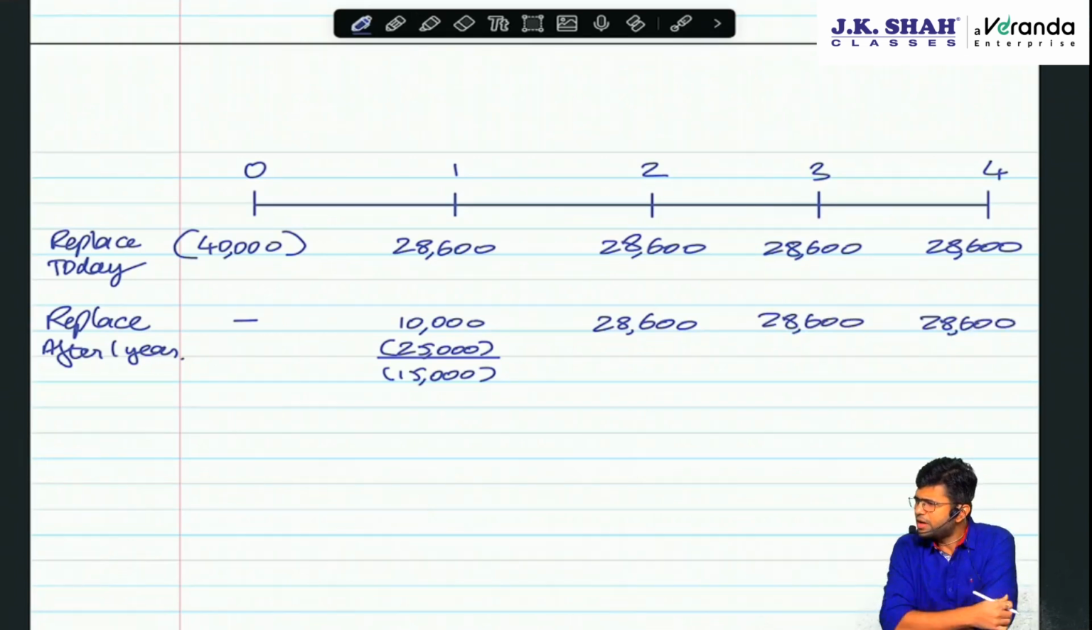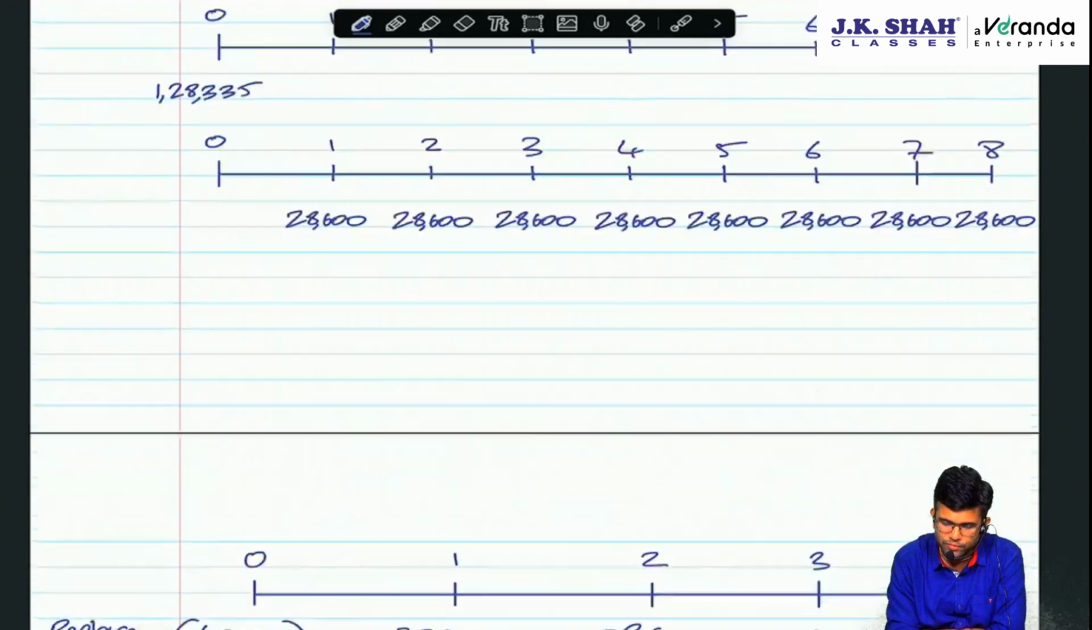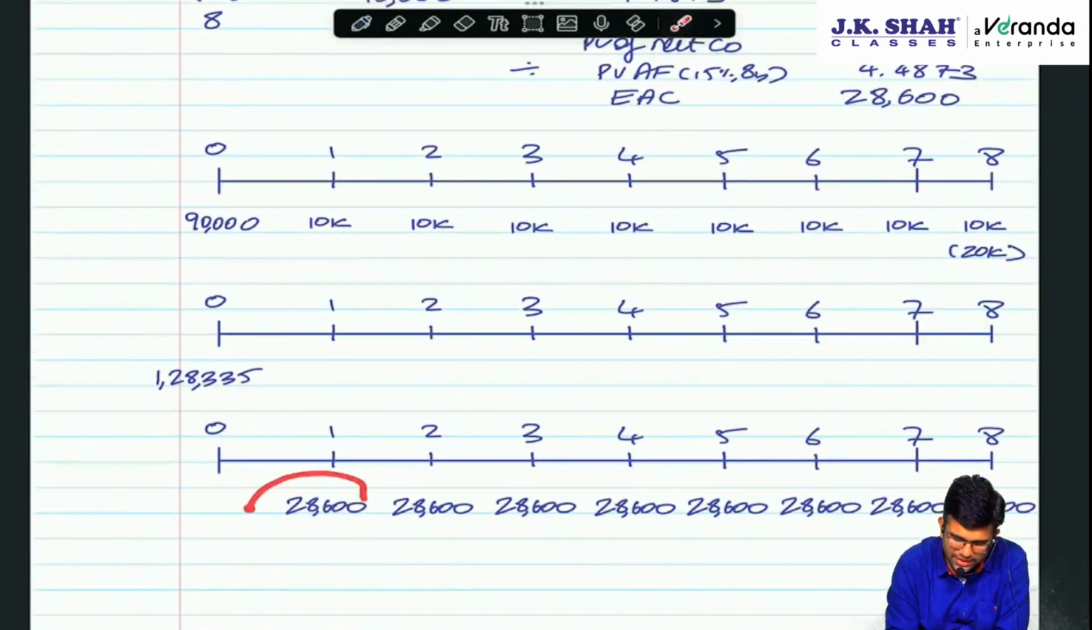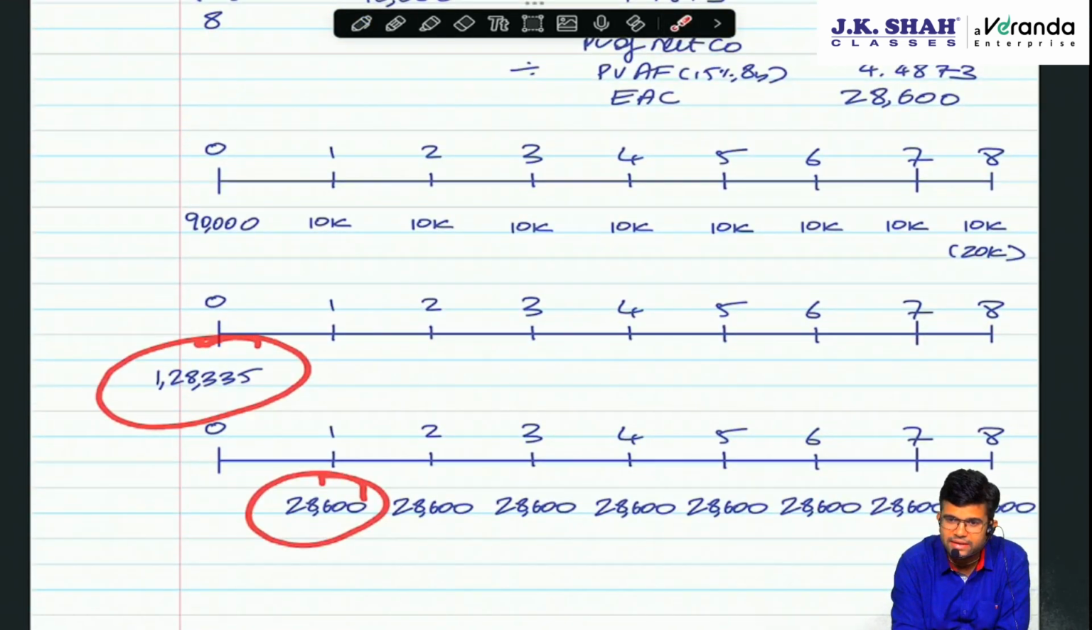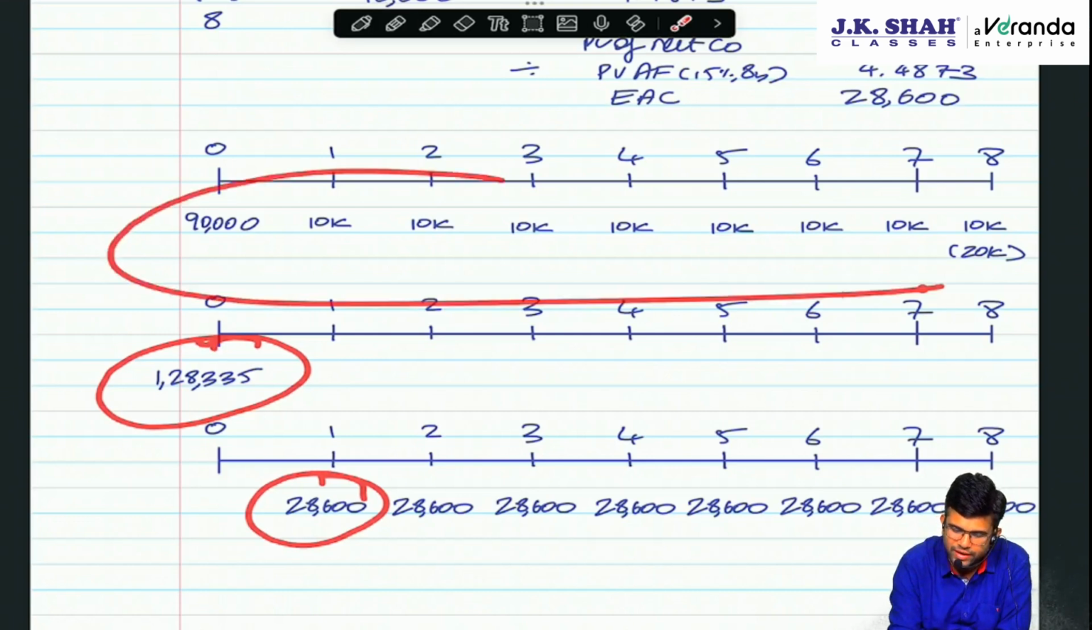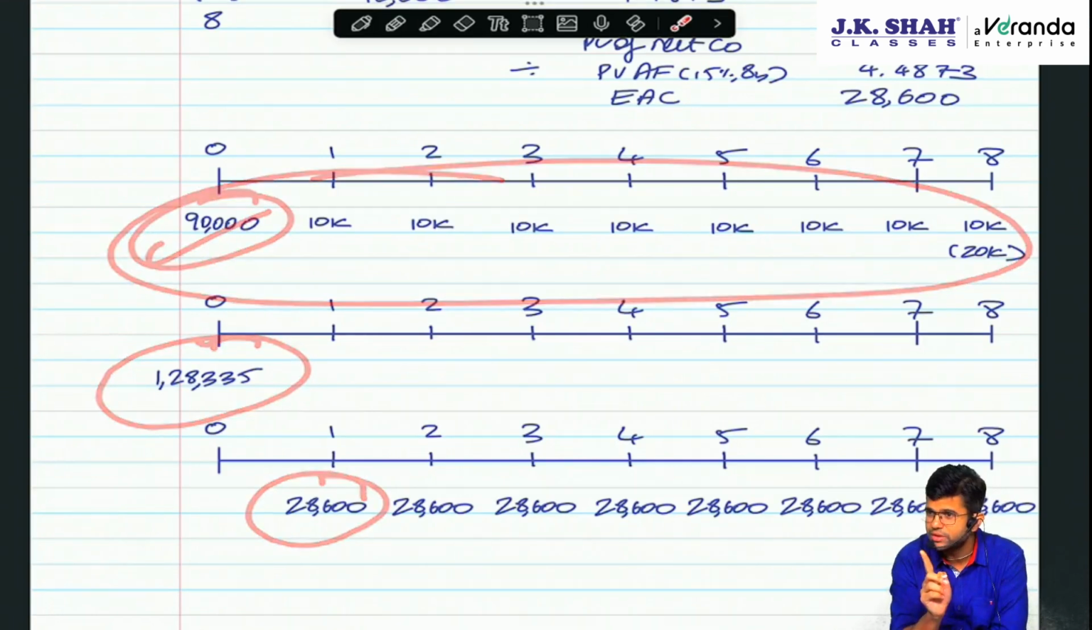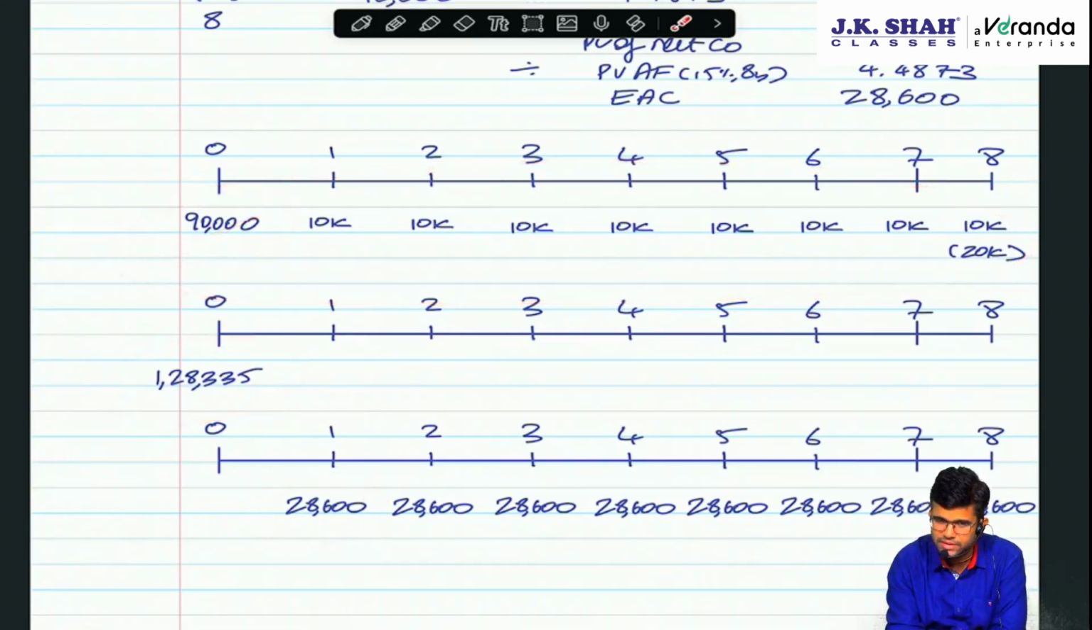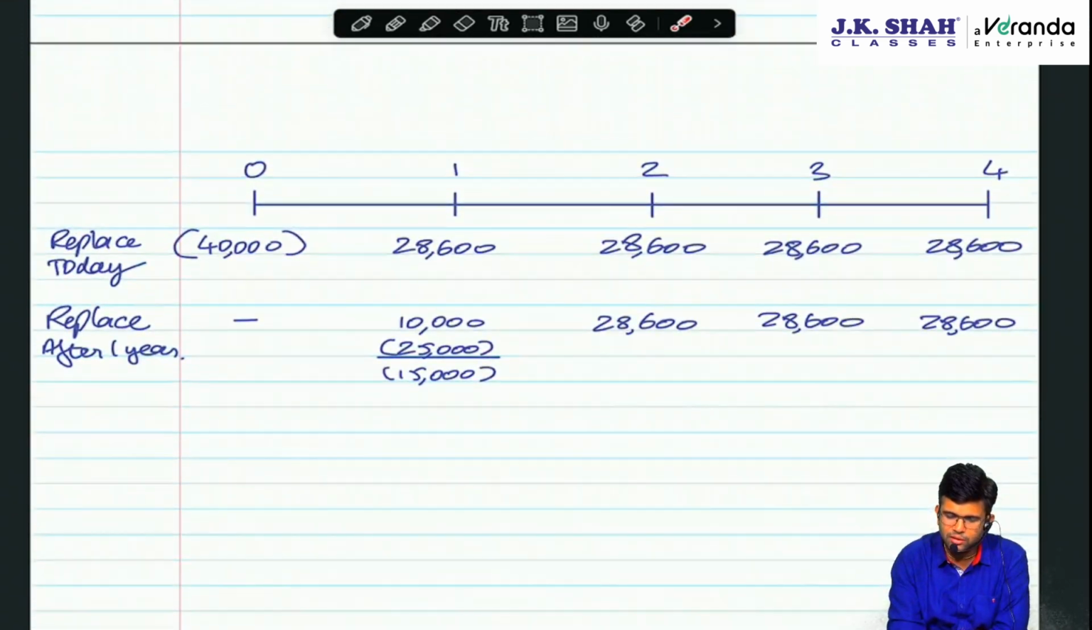Sir, you are not taking initial investment of new machine. Remember that Gopal Govinda example? Everything is there in that 28,600. I hope you remember. This 28,600 comes from 128,335. 128,335 comes from this, in which 90 is also there. Everyone, are you all able to understand what I'm saying? Hello? Okay.